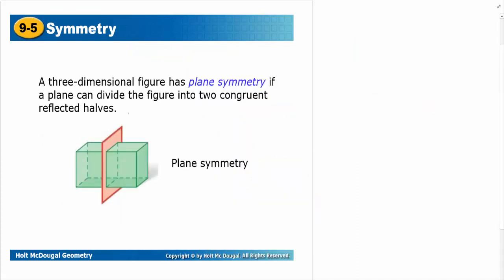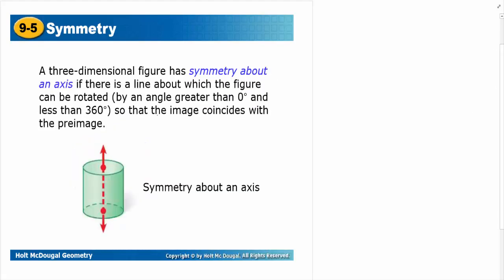Alright, next up we got plane symmetry. Now this one's pretty quick. Instead of a line that cuts a figure into 2 congruent pieces, you're going to have a plane. So, plane symmetry divides the figure into 2 congruent halves. There we go, you can kind of see I can draw a plane. It cuts this figure in half. So this is just dealing with 3-dimensional figures.